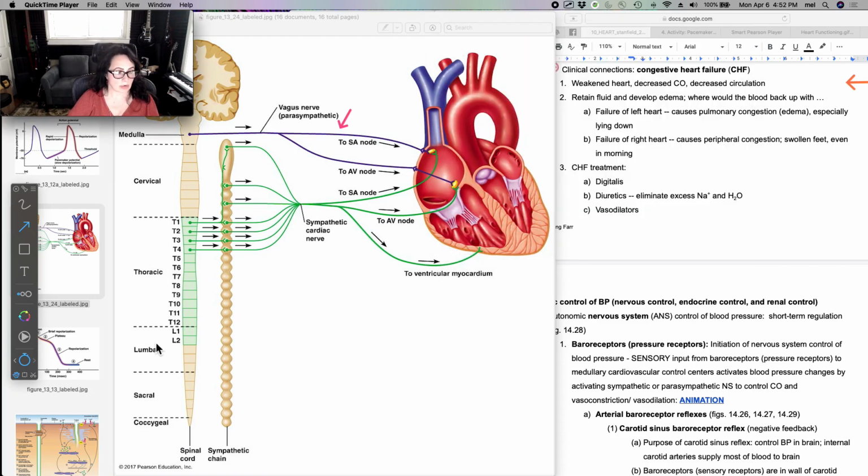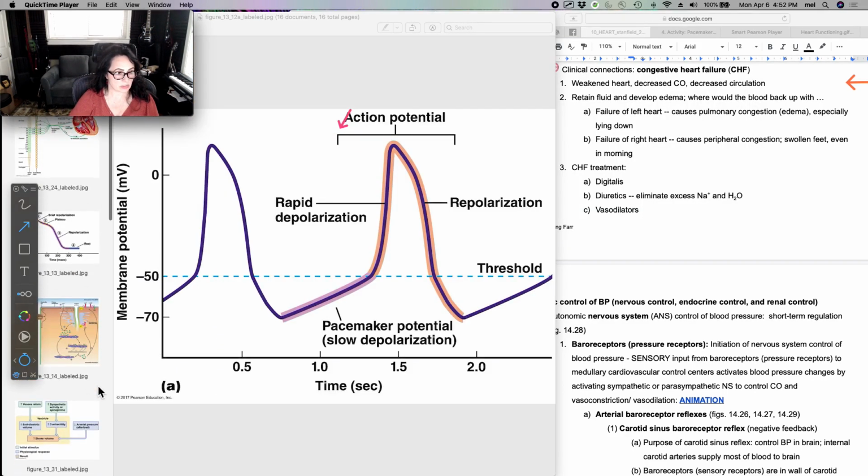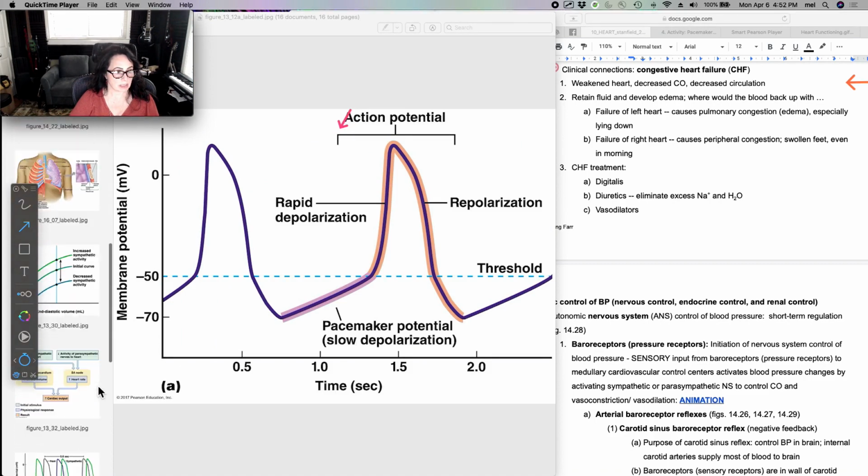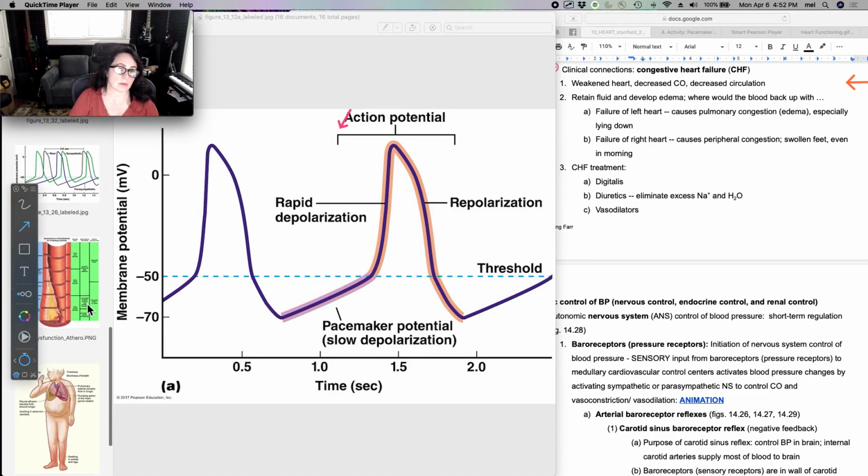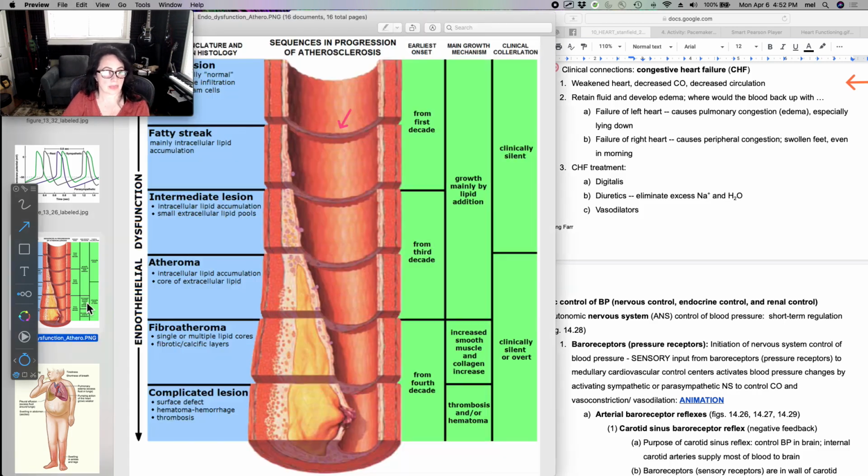Okay, so that's just giving you a visual of what happens with CHF, and then I'll show you a little bit about it here too. CHF can be caused by problems with the heart. It is also often caused by the development of atherosclerosis and arteriosclerosis over time. As the pressure gets really high in the vessels, your heart has to work really hard to overcome that pressure.